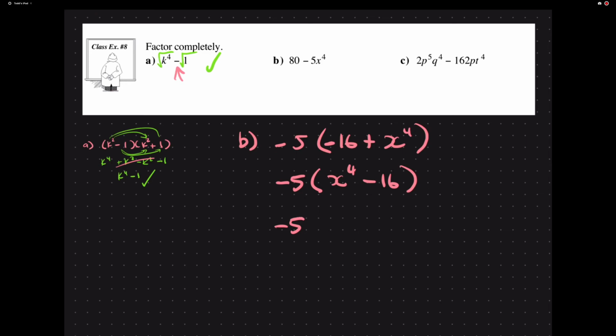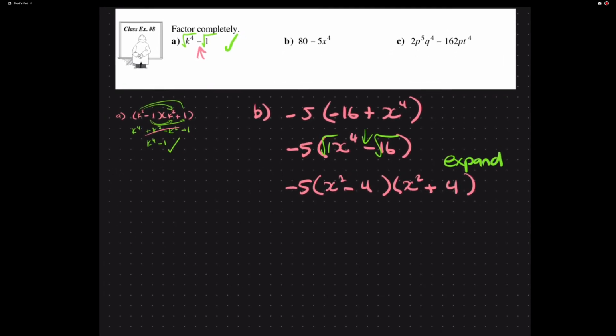And I've still got that negative 5 out there, and I should be able to break this into two binomials, because the square root of this 1 that's there is possible, the square root of 16 is possible, and we have the negative sign within this binomial. So this should break down into x squared, signs are different, and the square root of 16 is 4. And again, how do we check? Well, we expand it. I'll leave that up to you to verify that if you want.